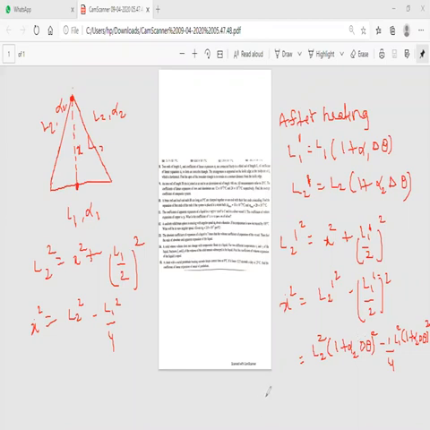But here, we can write L2 square into... As already explained in the regular class, if (1 plus x) whole power n is there, and if x is very small, then by neglecting the higher order terms, you can just write it as 1 plus nx.